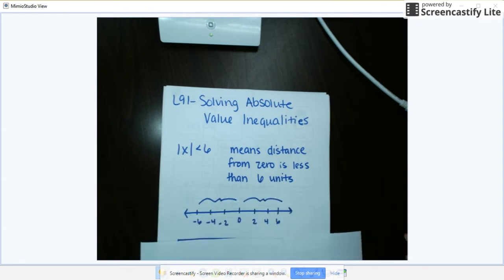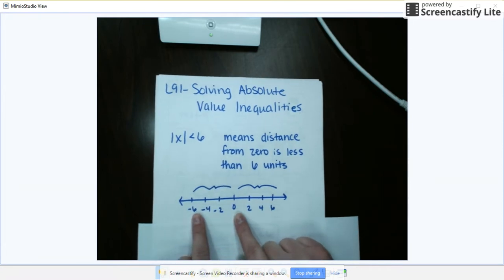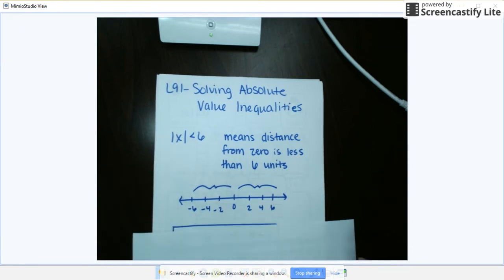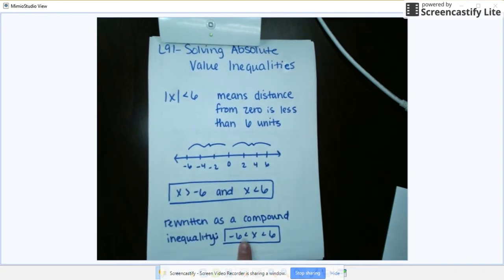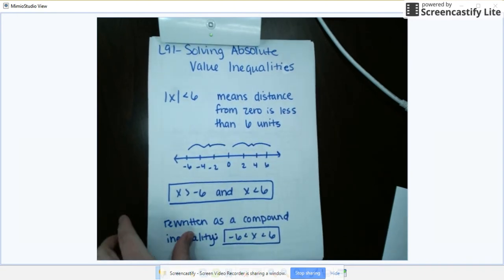So thinking about a number line, distance from 0, absolute value being less than 6 means it could be anywhere in between 0 and positive 6, or even 0 and negative 6. So from negative 6 to positive 6, all of those different numbers satisfy our inequality. So we would say x has to be greater than negative 6 and x is less than 6. And we prefer to write it as a compound inequality. Negative 6 is less than x, which is less than 6. So this is how I'll want your answer.